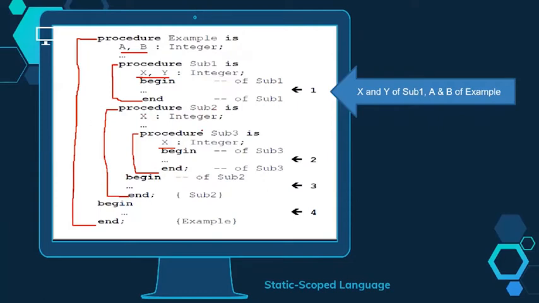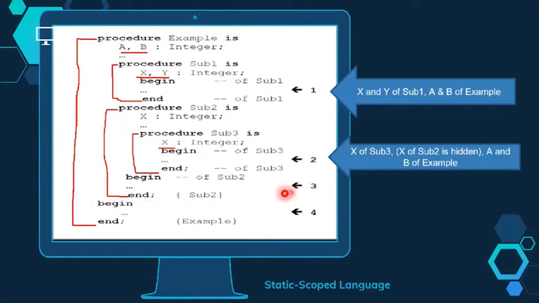Now, going outside sub 2 is the example, which has a and b as the variables. So back in here, the second part of the code could use x as an integer, x in sub 3, while x in sub 2 will be hidden, and could also use a and b from the example function.